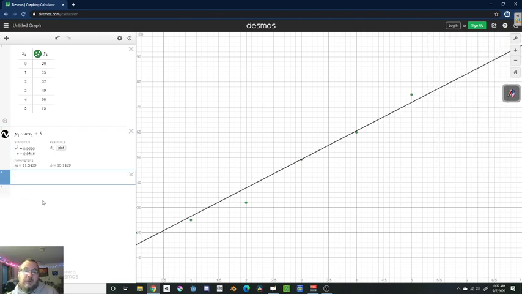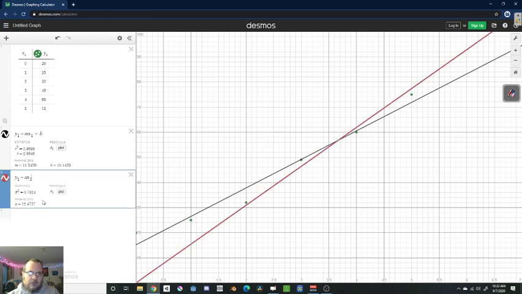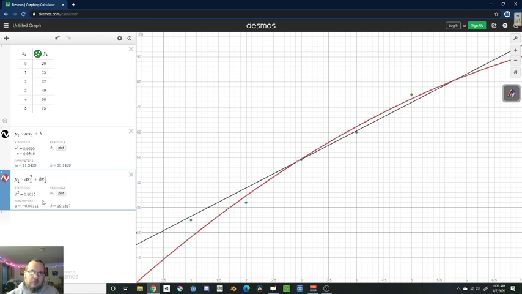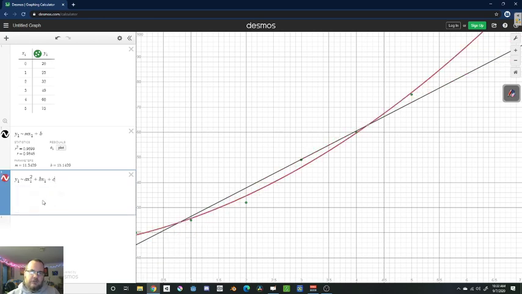I could also come up with a quadratic model. The quadratic model would be y sub 1 approximately a x sub 1 squared plus b x sub 1 plus c. And you can see that this fits it better, 0.99, because there's a bit of a curve to it, and the line doesn't take the curve into account.